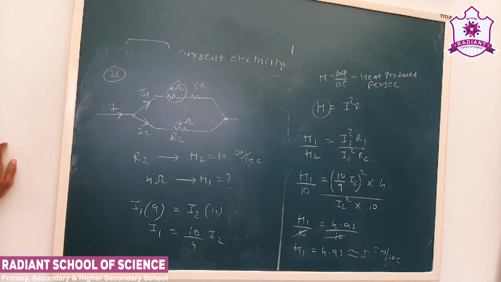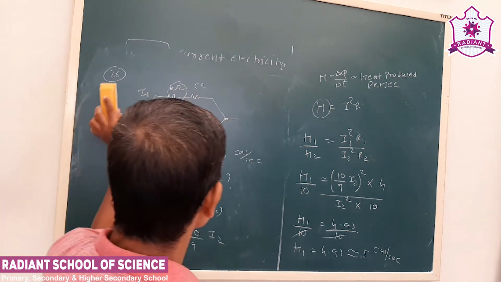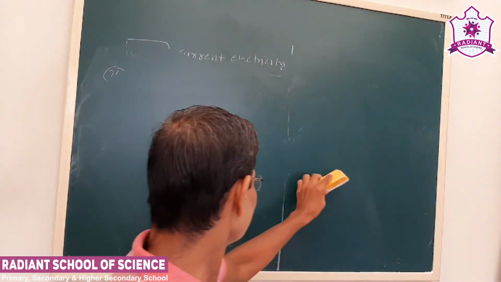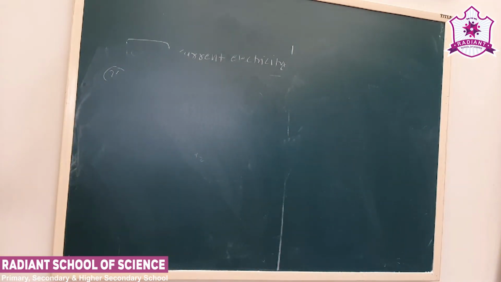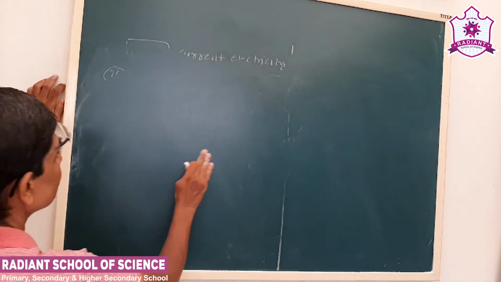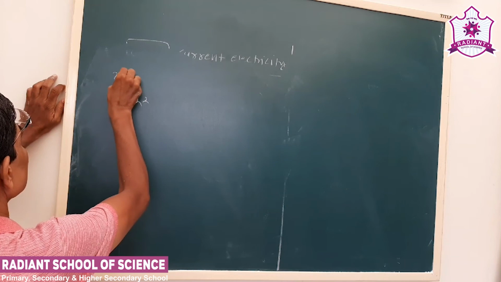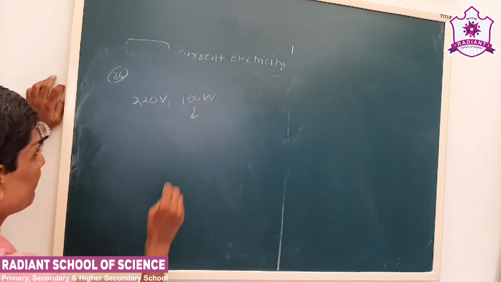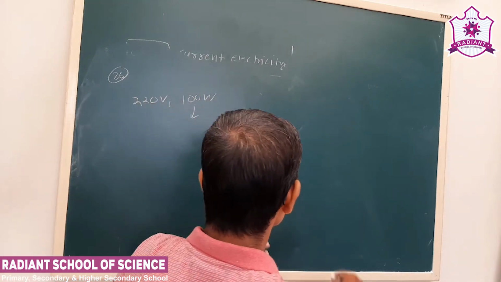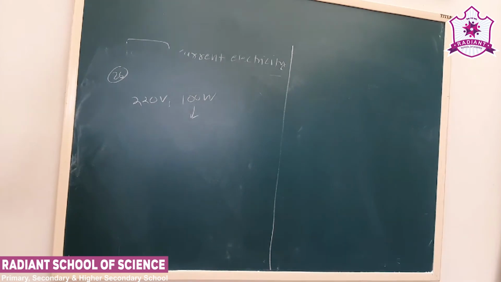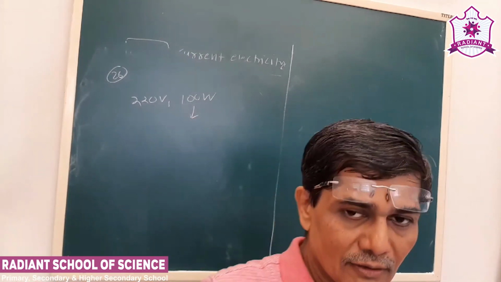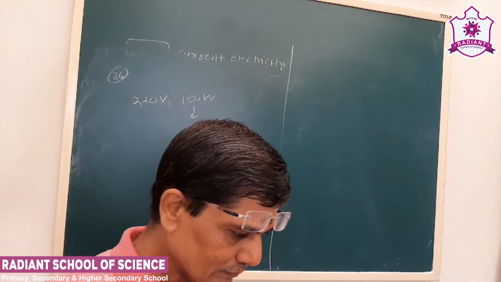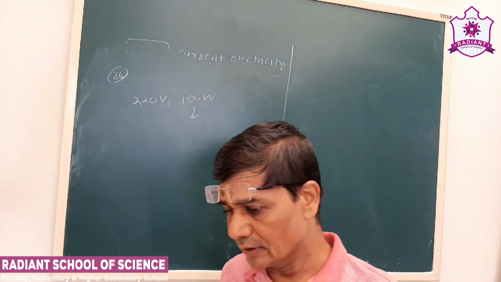Now see MCQ number 27. Now two bulbs of 220 volt and 100 watt. Now this is the power rating and this is the voltage supply. Generally, see our voltage supply is fixed, that we have to keep in mind. At home, in our domestic appliances connection, all devices are connected in parallel, so we get the same voltage across all the devices.